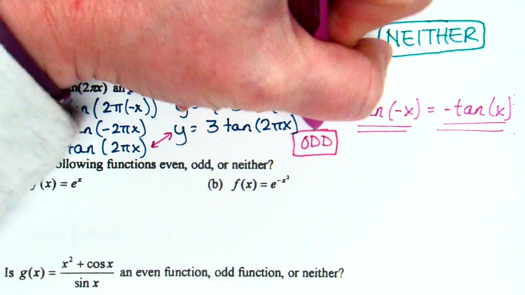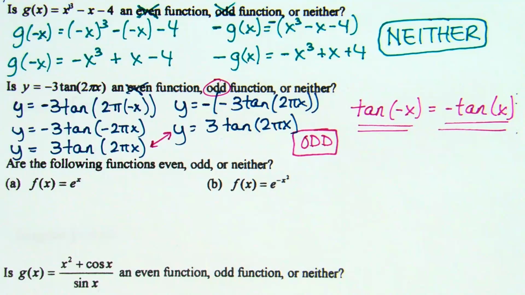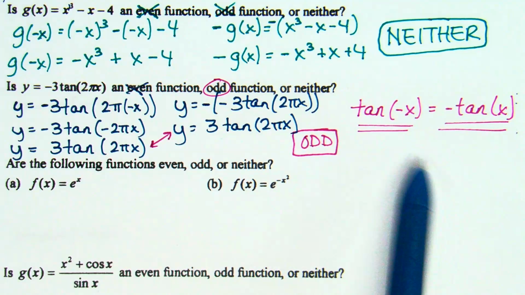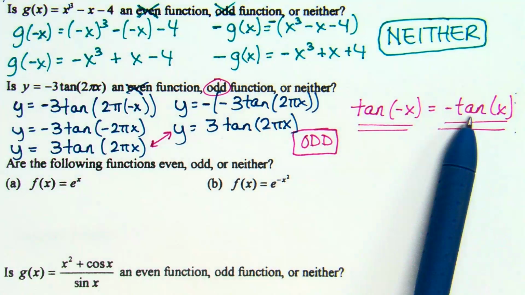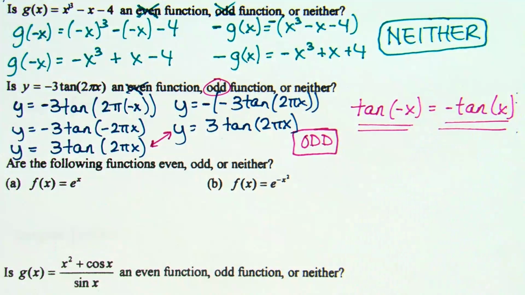Now, that makes sense. I would expect a tangent function to be odd, because that's exactly what this is saying. Tangent of negative x is equal to negative tangent x.